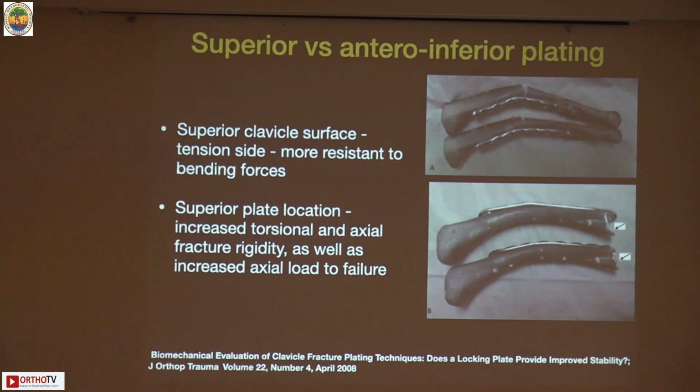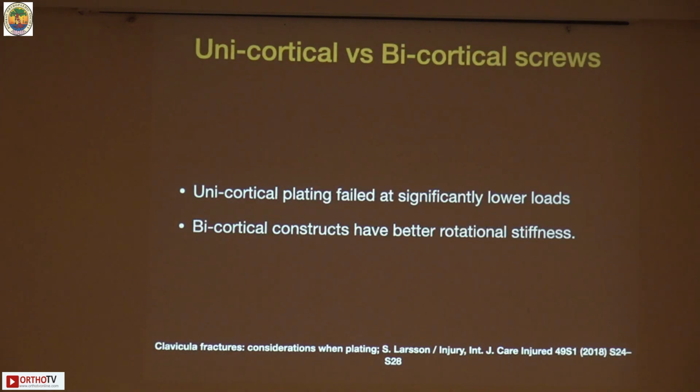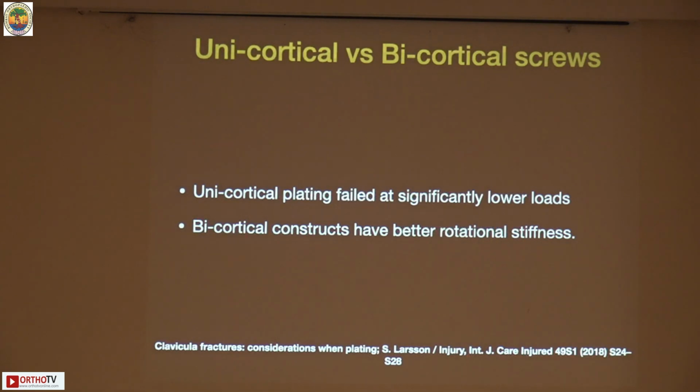Now, superior versus inferior plates. The superior clavicle surface, being the tension side, is more resistant to bending forces, depending on bone-to-bone contact and comminution. As the distal fragment is bent inferiorly, the fracture opens and the inferior plate is loaded in bending. So the superior plate shows more rigidity to these increased torsional and axial forces. Bicortical screw constructs have better rotational stiffness than unicortical.